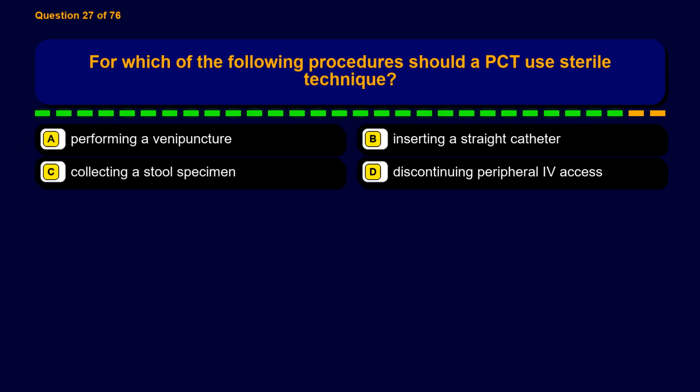Question 27. For which of the following procedures should a PCT use sterile technique? Option A, performing a venipuncture. Option B, inserting a straight catheter. Option C, collecting a stool specimen. Option D, discontinuing peripheral IV access.